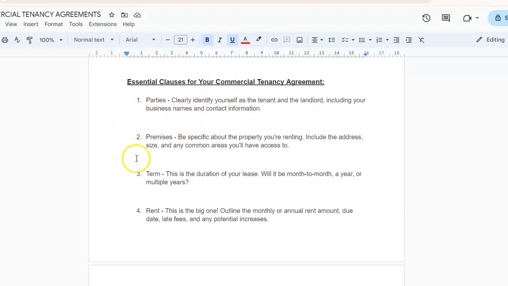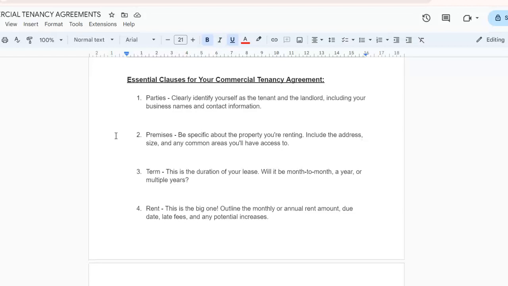Number two, it must have a segment for premises. Here, you need to be precise. Don't just say the building is located at 123 Main Street. You need to specify the exact unit, floor, and any designated areas like parking spaces or storage units included in the lease. If there are any common areas like lobbies, restrooms, or courtyards, you need to outline how they can be used and who's responsible for their upkeep.